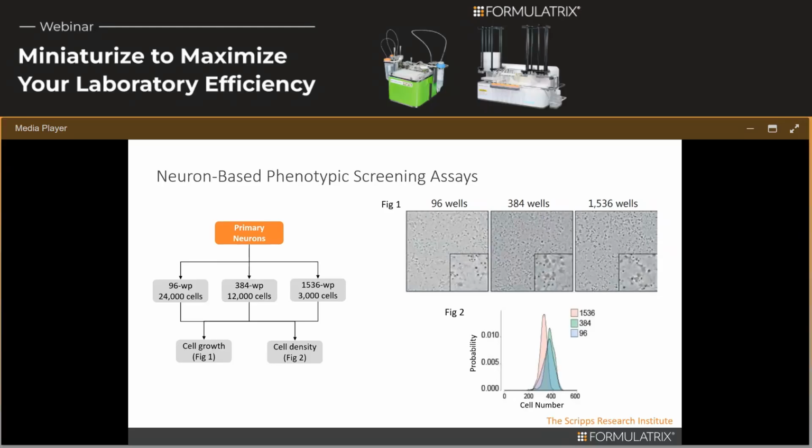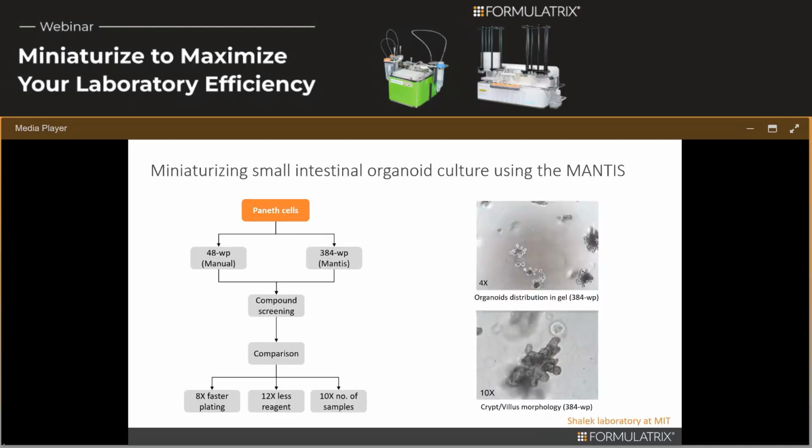In another experiment, the scientists employed Mantis to miniaturize the organoid culture of Paneth cells, which are secretory cells of the small intestine. Conventionally, organoid culturing is performed manually in 48 well plate, which is both labor intensive as well as of low throughput. So, the researchers miniaturized their experiment to 384 well plates using Mantis. The organoids thus generated showed uniform distribution and morphology, as can be seen here in the figures. Different compounds were then screened, and a comparison was performed.